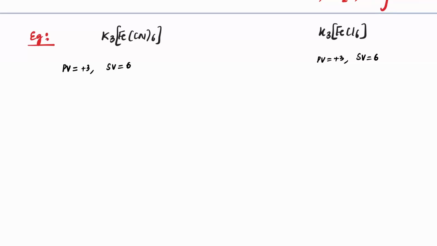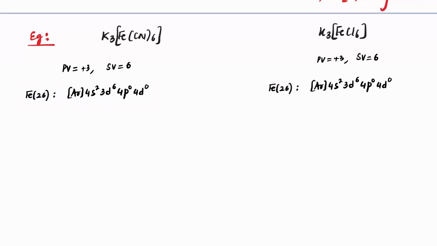Now, the next thing is to write the configuration of iron. The atomic number of iron is 26. So we have argon 4s2 and 3d6, and we know that 4p and 4d are 0. They are available, but they are empty. The same configuration goes for here also. This is the general configuration.